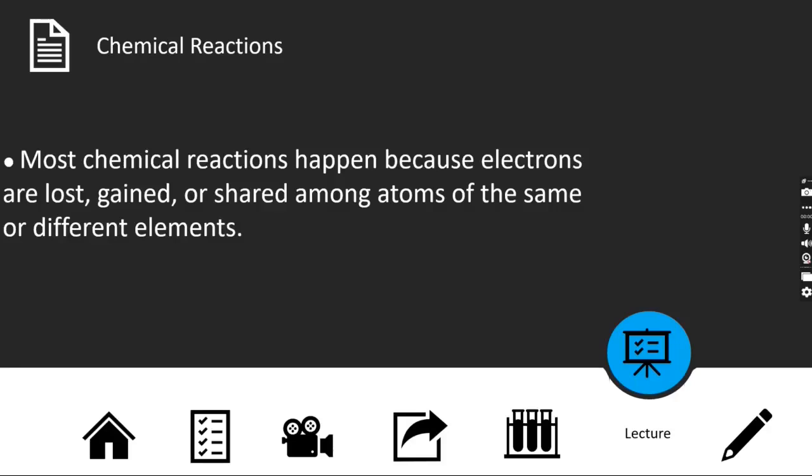Chemical reactions happen because atoms have gained, lost, or shared electrons. We already talked about what electrons are within one atom, but they can be pulled off by another atom or shared. So you can have different types of chemical reactions. We're not going too deep into that, but just know that chemical reactions happen because electrons move.